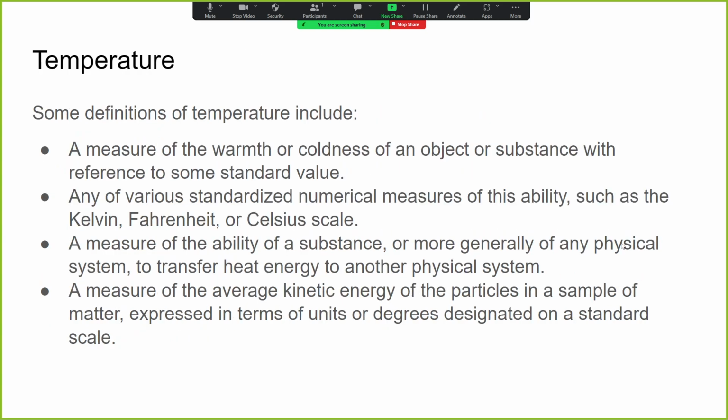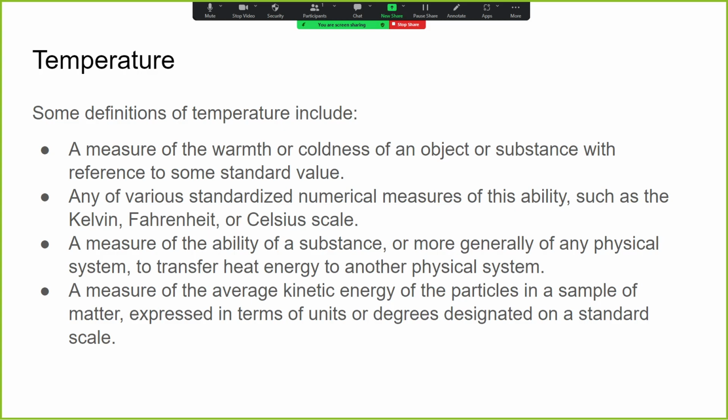So temperature definitions include some of the following. There's a measure of warmth or coldness of an object or substance with reference to some standard value. So a big reference point that we use sometimes is room temperature. Is it warmer or colder than room temperature? And we'll talk about the idea of room temperature. I'll make sure that I bring it up when we talk about thermal equilibrium. Another definition of temperature would be any of various standardized numerical measures of this ability, such as the Kelvin, Fahrenheit, or Celsius scale. So anything that can be measured on those three scales would be considered temperature.